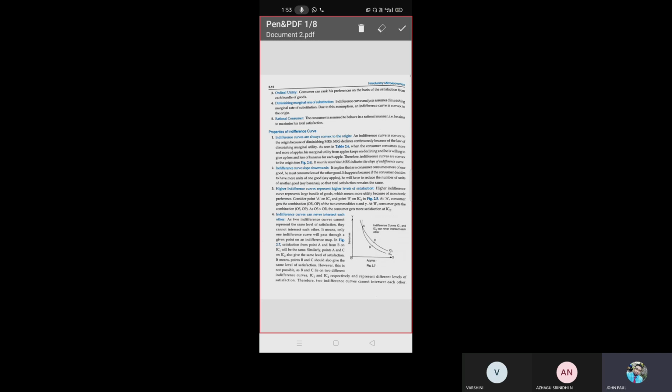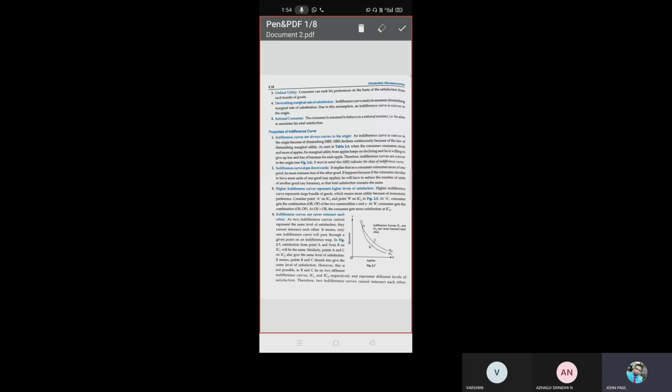The curve slopes downward because if the consumer decides to have more units of one good, say apple, he will have to reduce the number of units of another good, say banana, so the total satisfaction remains the same. We can see the curve slopes downward because at a time we can't eat both commodities. When we are satisfied with one commodity, we will reduce the consumption of the other commodity.